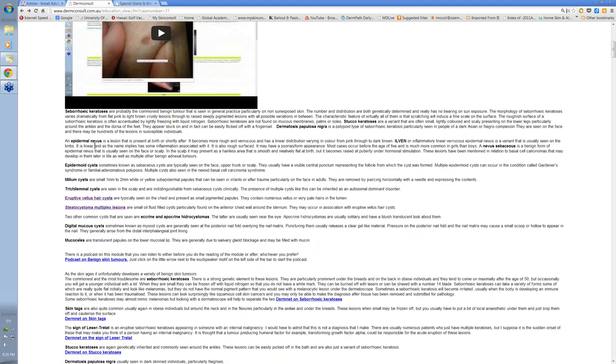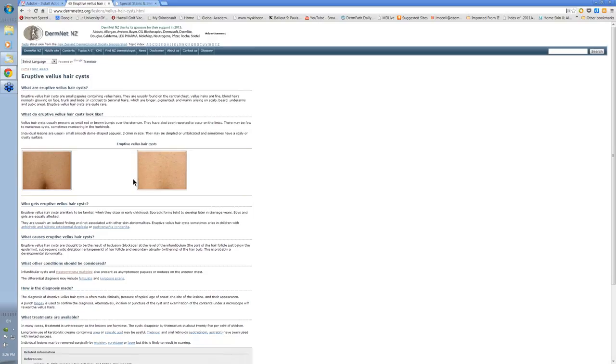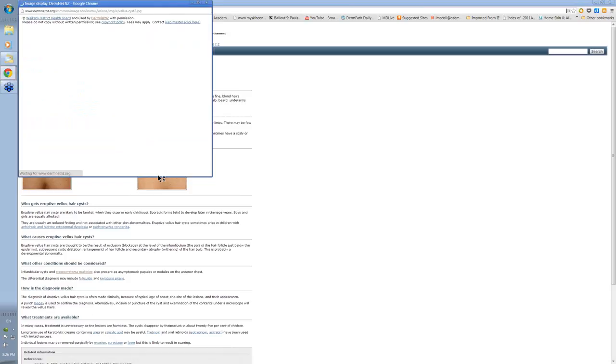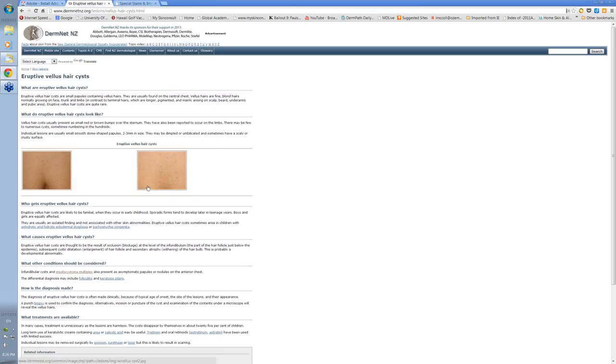I'll get you to read through all of these various benign lesions. You've just got to be familiar and aware of them. Eruptive vellus hair cysts are quite interesting. We don't see those terribly often. This is a section in DermNet on eruptive vellus hair cysts. They are typically seen on the anterior chest wall, and they may be seen along with steatocystoma multiplex, but there are multiple small little cysts like this that are commonly seen, as I say, on the chest wall themselves. They may be familial.